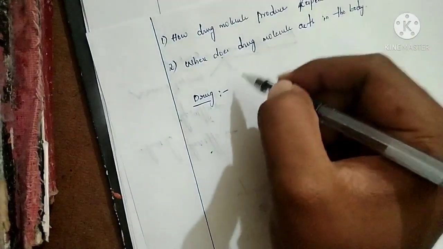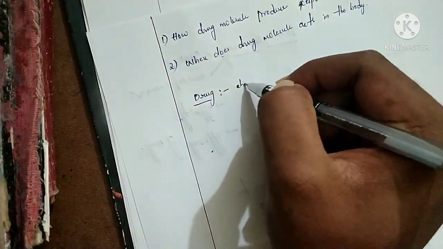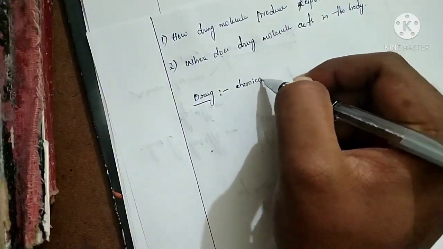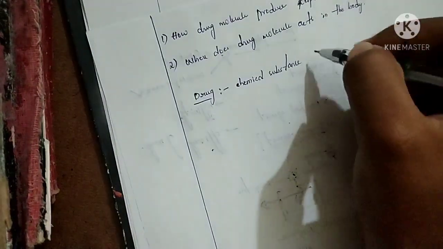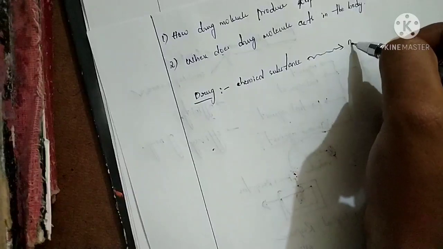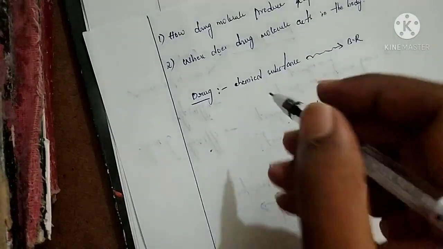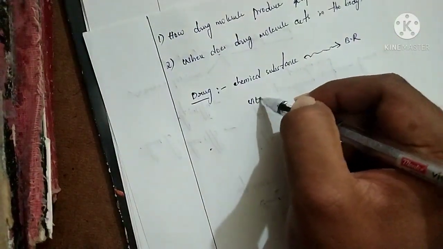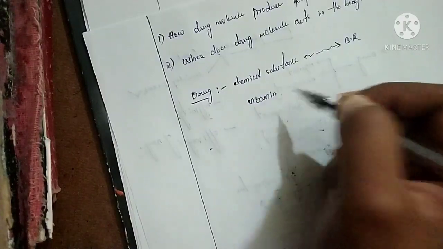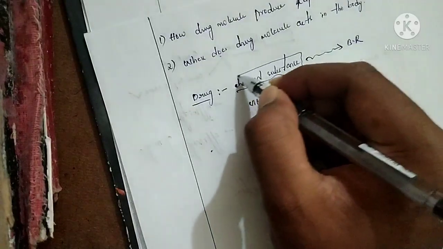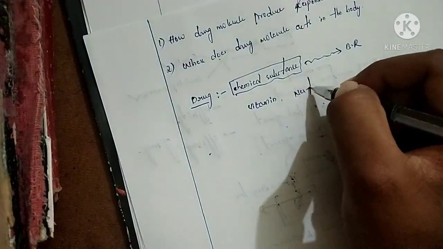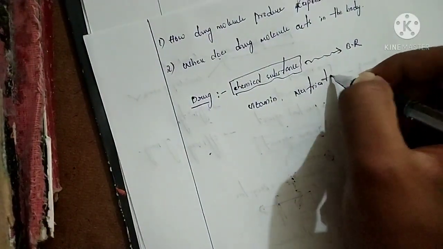What is a drug? A drug is a chemical substance that produces a biological response. It is not a vitamin and it is not a nutrient. It is a chemical substance.